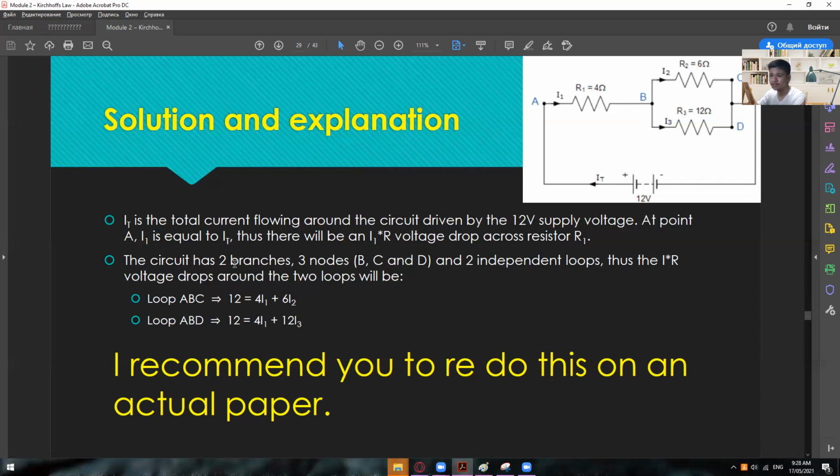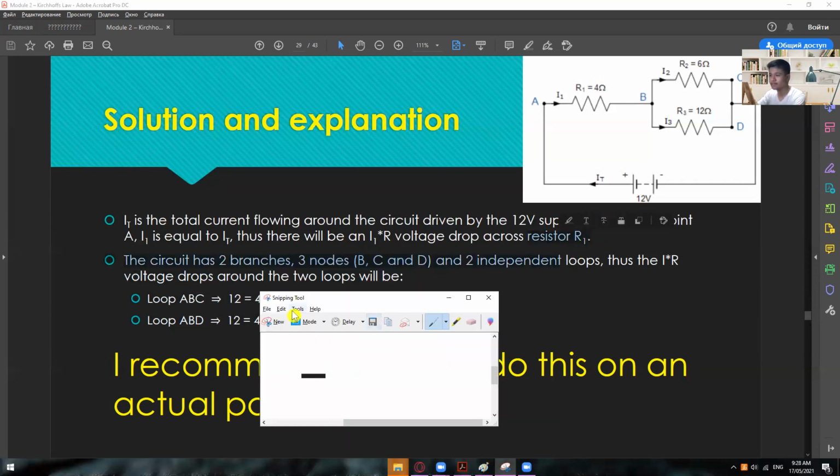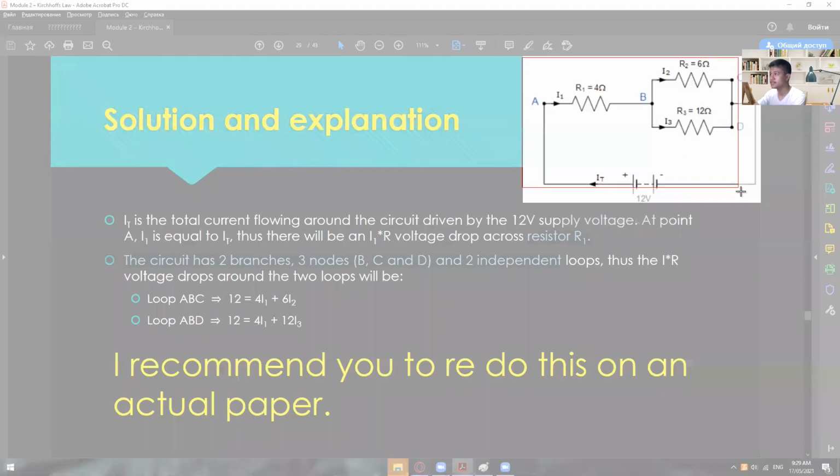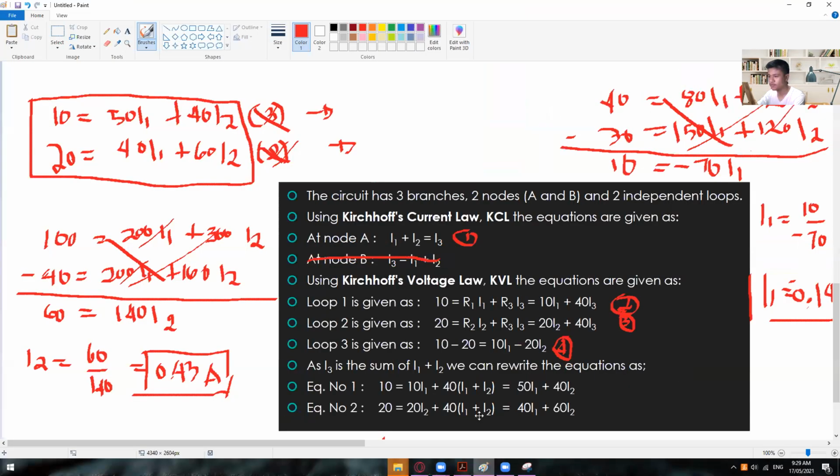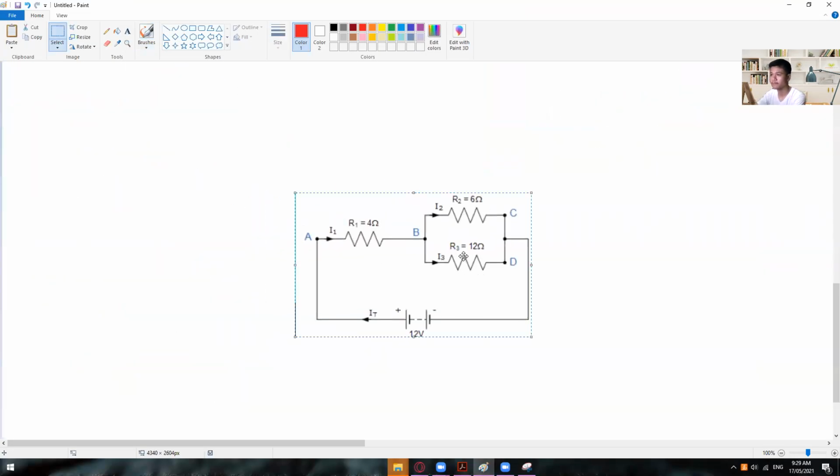So the circuit has two branches, three nodes, which is B, C, and D, and two independent loops. Thus, the I times R voltage drop around the two loops will be this one and that one. So ABC and then ABD. So how did we get that one? So let me just get this one so we can draw the loops that we have. So we have two loops in total.